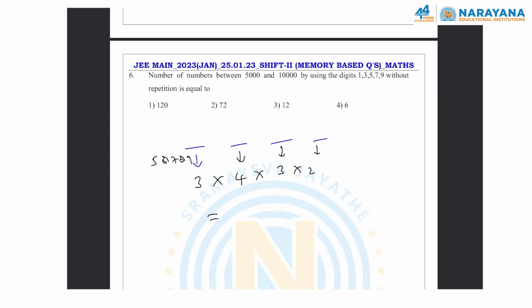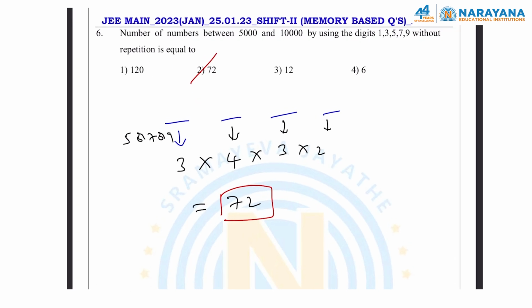So in total, how many are we getting? 4 into 3 is 12, 12 into 3 is 36, 36 into 2 is 72. So we will get a total of 72 numbers which lie between 5000 and 10,000, and which are formed using 1, 3, 5, 7, 9 without repetition. So the answer will be 72. Moving to the next question.